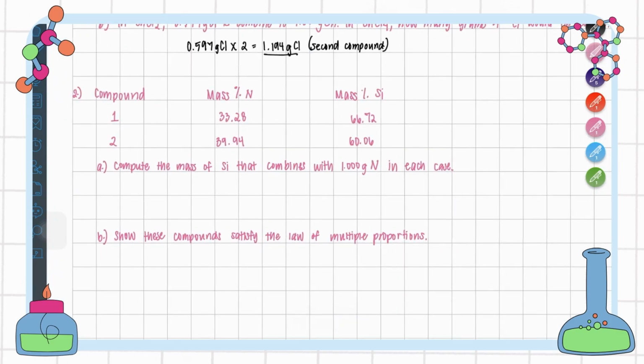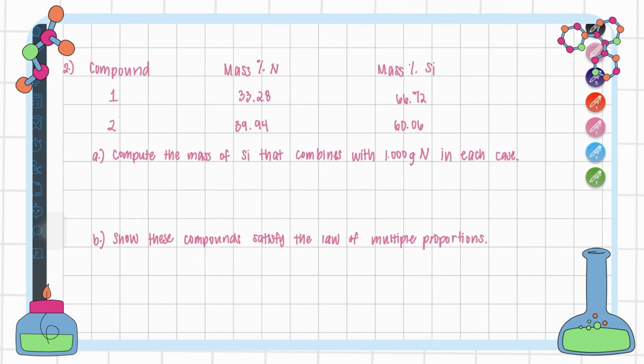Next naman, we are given a table. So for compound number 1, the mass percent of nitrogen is 33.28. And for the mass percent of silicon, we have 66.72. Now for compound 2, we have the mass percent of nitrogen, which is 39.94, and the mass percent of silicon, which is 60.06. So ang hinahanap natin sa letter A is yung mass ni silicon na nagko-combine kay nitrogen for all the compounds.